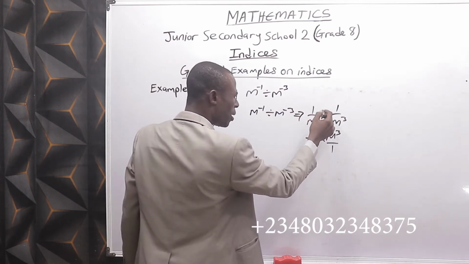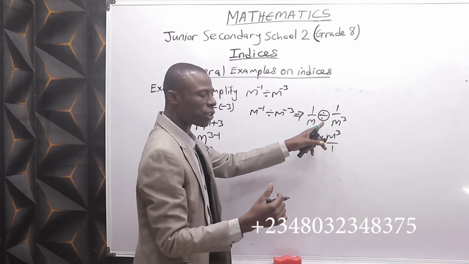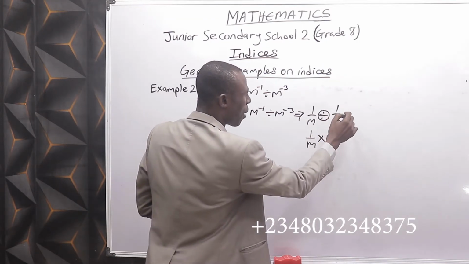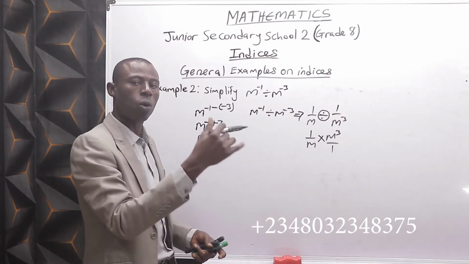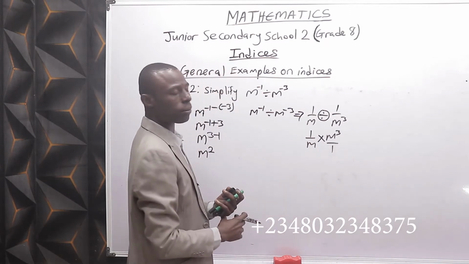Normal principle that changes division to its inverse. The inverse of division is multiplication. And as such, the divisor 1 over m raised to the power 3 also will change to its own inverse, which is m raised to the power 3 divided by 1.